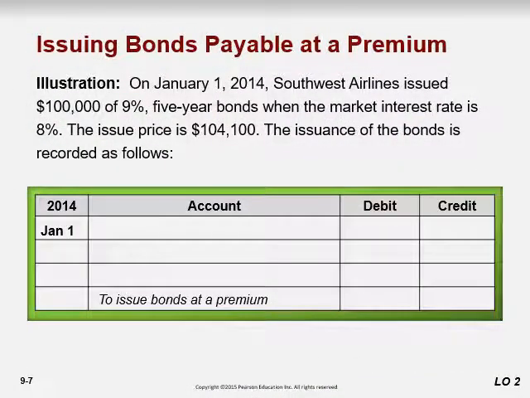Now we will start with accounting for bonds payable issued at premium. So premium means when the company receives cash more than its issuing value or face value, right? Okay, so let's understand it by an example.